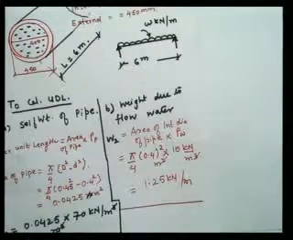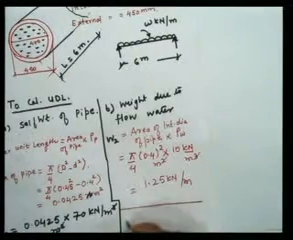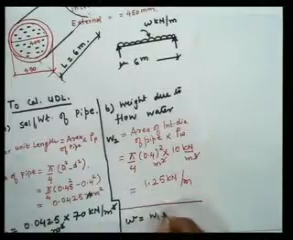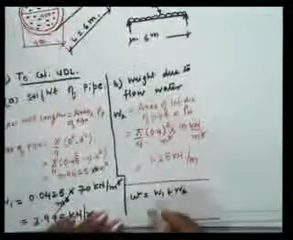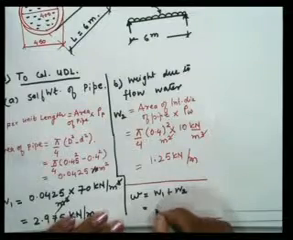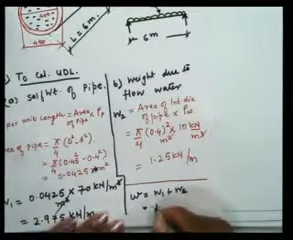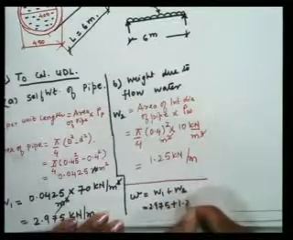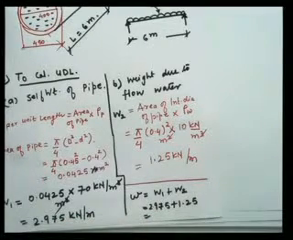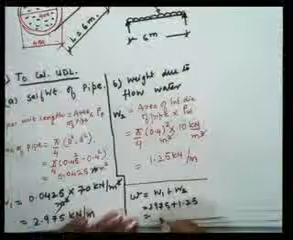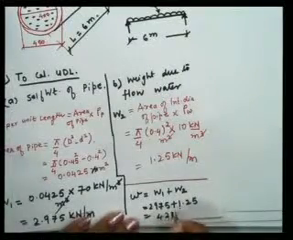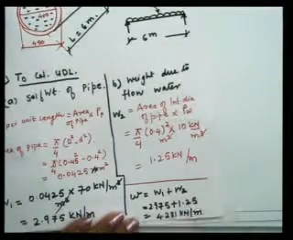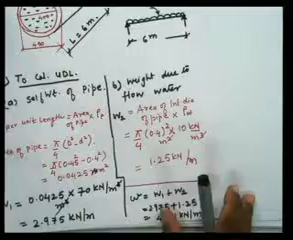Okay, so what is our UDL? Final answer for the uniformly distributed load W: W is equal to W1 plus W2. So that is equal to 2.975 plus 1.25, that gives you 4.231 kilonewton per meter. Okay, so we have completed our first step, that is we have calculated W.